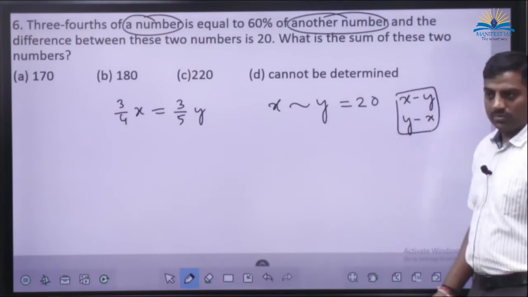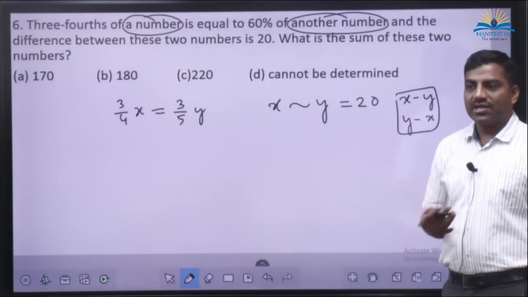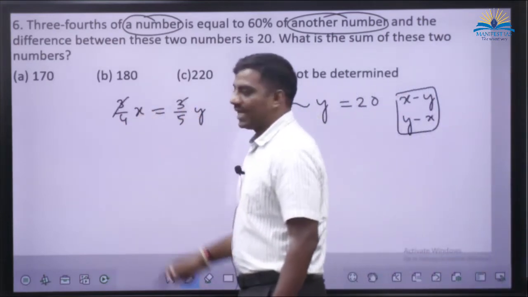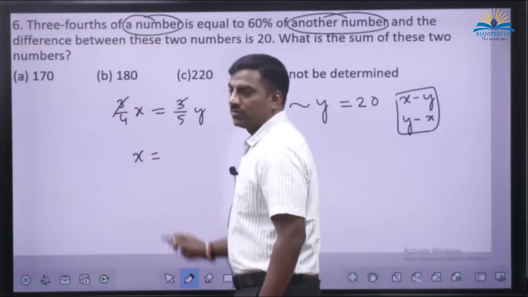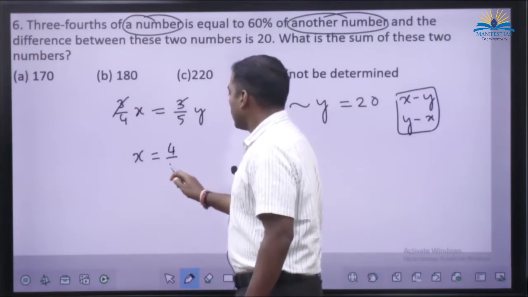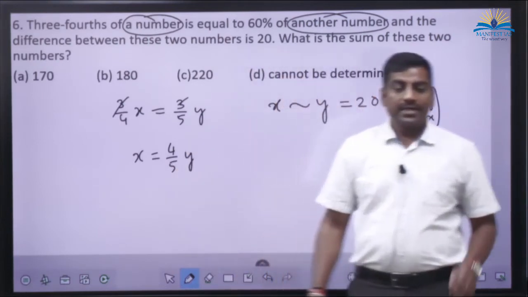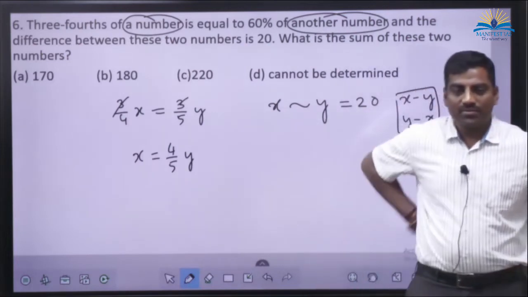But let us find out which is greater. Now with this, can I cancel? x is equal to 4 by 5 y. Now you will tell me, in these two numbers, x is greater or y is greater?